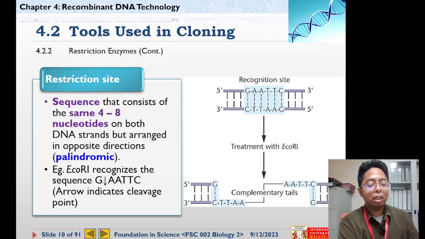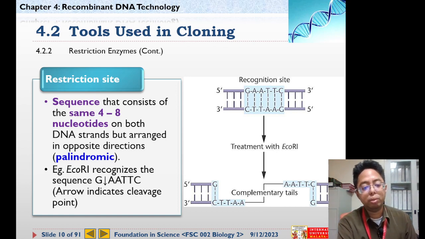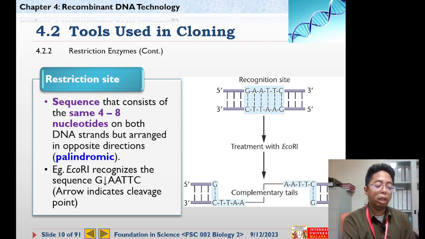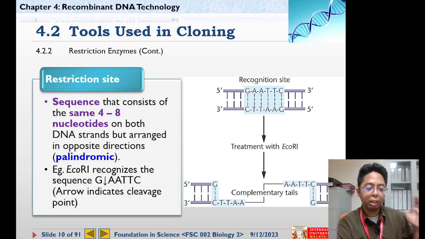So the restriction site will be the area where it is cut. It is 4 to 8 nucleotides in both DNA strands arranged in opposite directions, which is palindromic. So EcoRI recognizes the sequence G arrow AATTC. The arrow will be the cleavage point. So whenever that site is within the DNA, it will be cut.